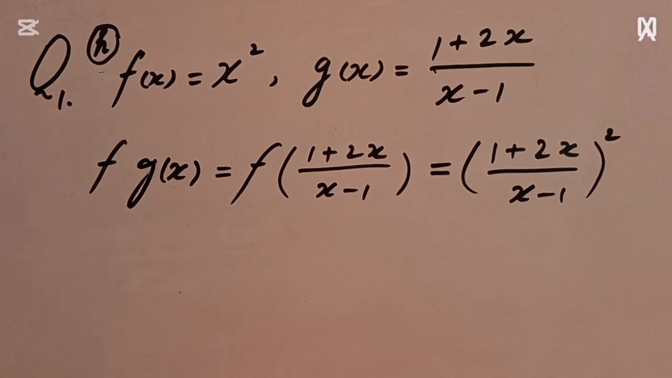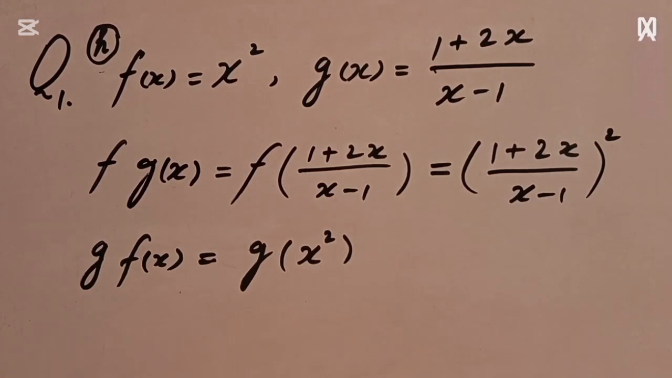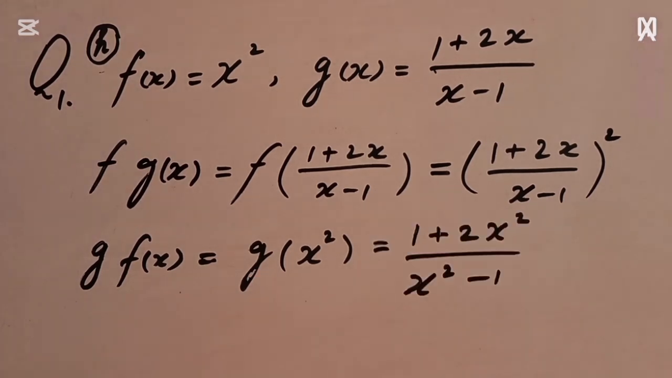Now we solve for g of f(x). g of f(x) equals g at x square, as f(x) is given x square. g of x square is equal to (1 plus 2x square) by (x square minus 1). We have substituted x square in place of x in the g(x) to find out g of f(x).